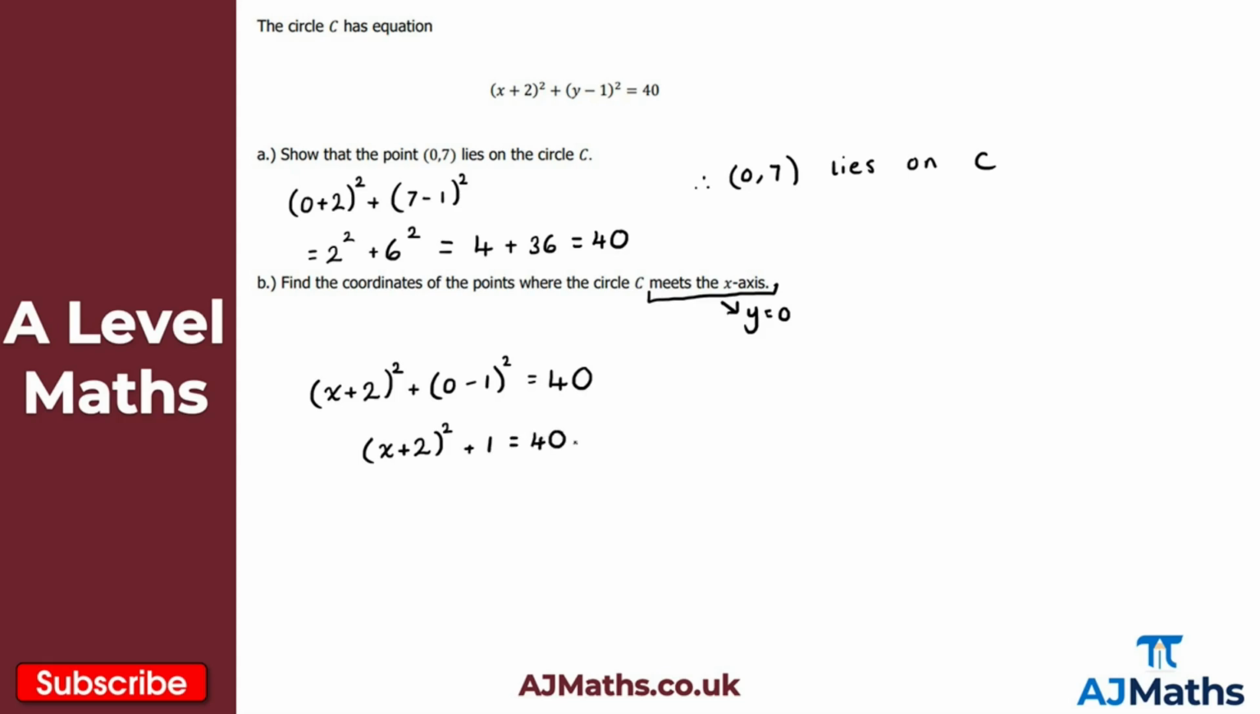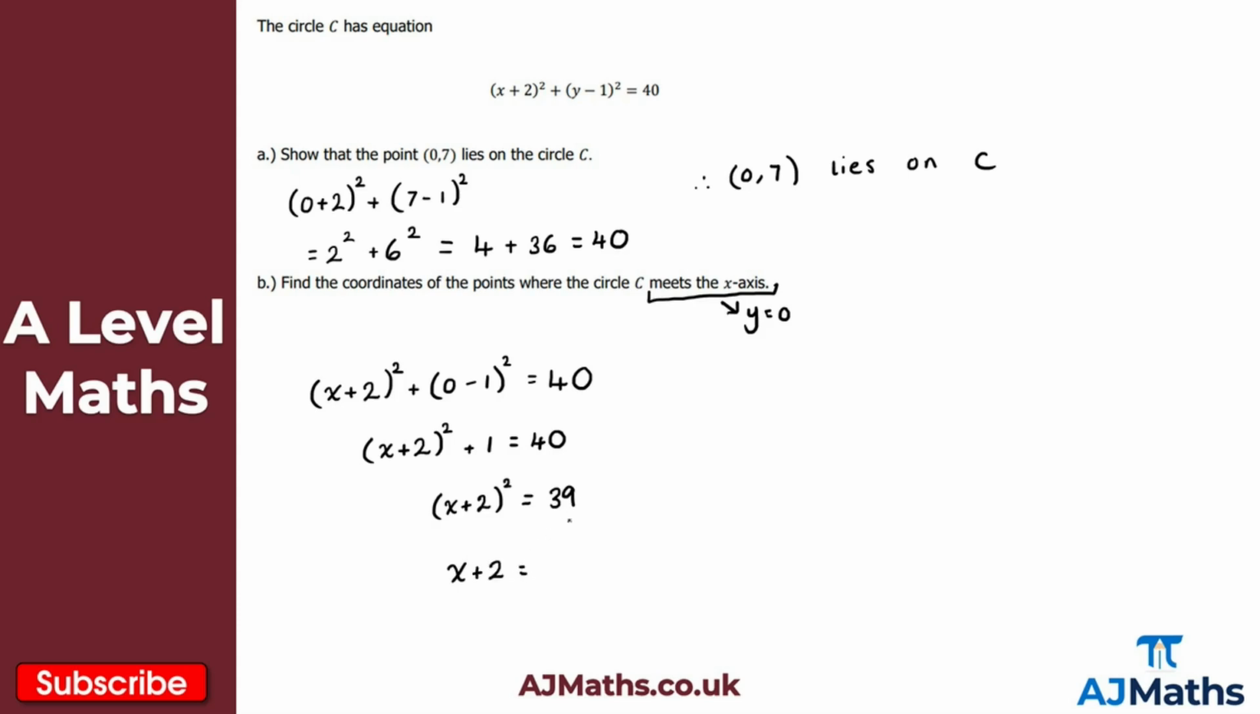But now we just need to solve, or basically just rearrange to make x the subject here. We're just solving for x. So in that case, I'm going to subtract 1 off both sides here. It's going to give me x plus 2 all squared is equal to 39. Now here, what I'm going to do is square root both sides. And remember, we also need the negative solution. Okay. So if I square root both sides here, on the left-hand side, we'll just get x plus 2.